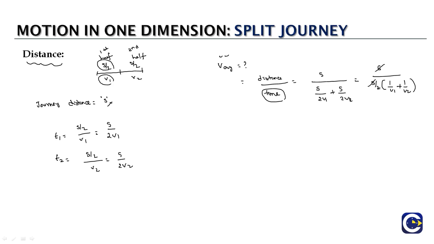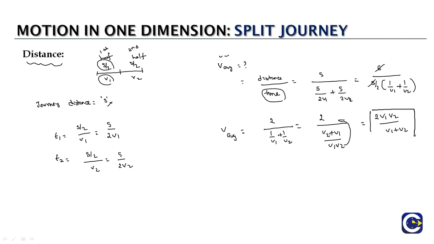So maybe we can cancel the s and 2 will go to the numerator. So what we'll essentially have now is v average is equal to 2 divided by 1 by v1 plus 1 by v2. We can further take an LCM in the denominator. So take an LCM, it will be v2 plus v1 divided by v1 v2 will come. This will go to the numerator. So thereby finally what we have is 2v1 v2 by v1 plus v2. So this is the average speed if the journey is split into two equal halves in terms of distance.